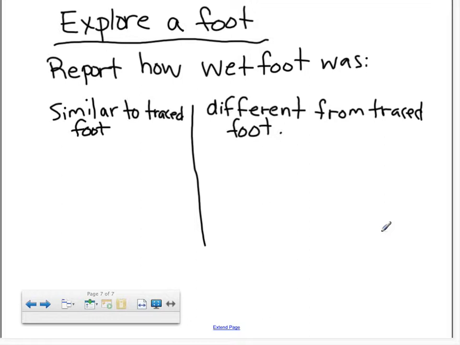Then you're going to put your foot back on top of your print. Sit it down. Push it all the way down. Stand up straight. Okay, take it off. All right, thank you. You can go sit down.